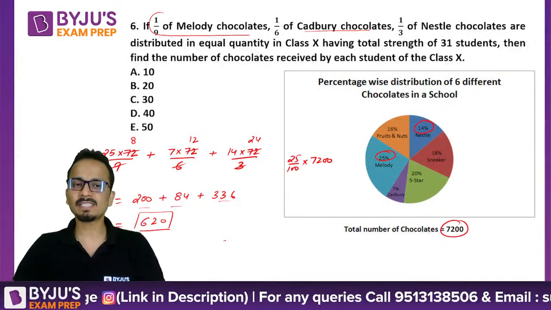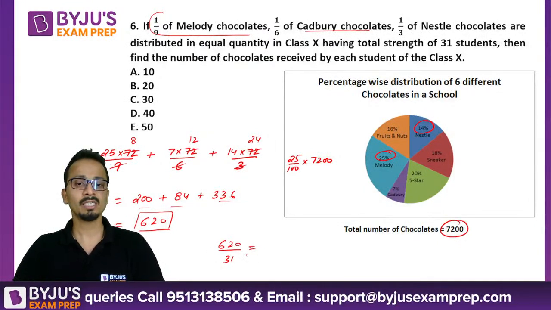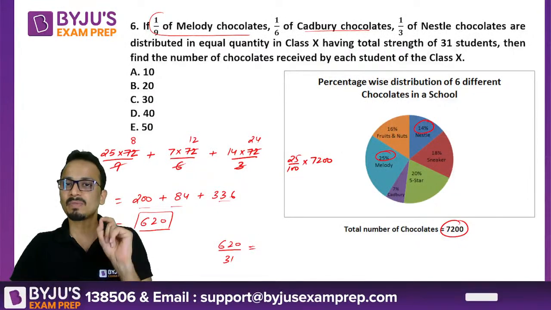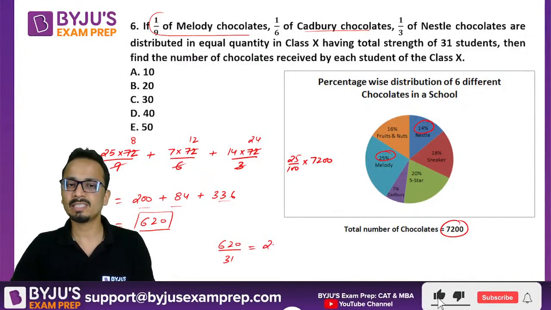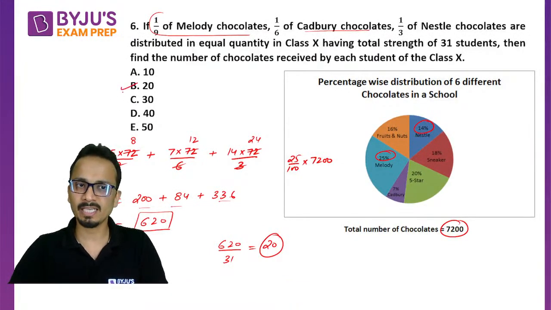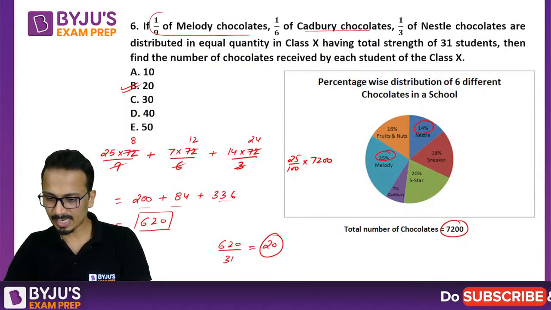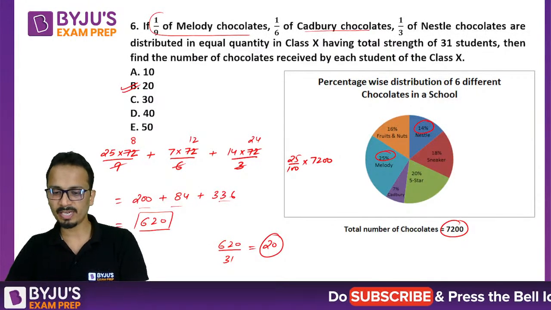Now if 620 chocolates are distributed equally among 31 students, then each student will get 620 divided by 31. That is 20 chocolates. All right. So the correct answer is 20, which is option B. And I can see that all of you have given the correct answer.